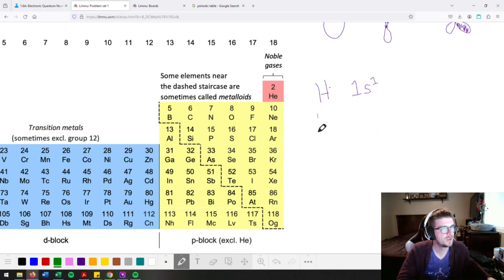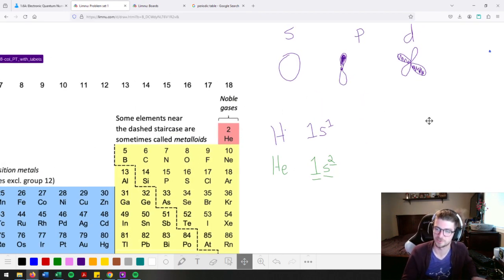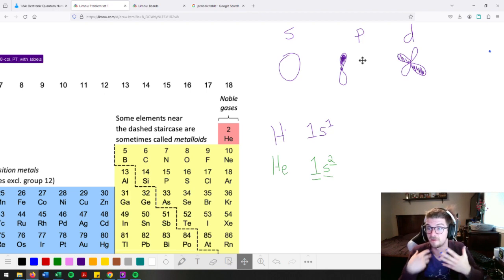The second element, helium, has 2 protons. It's got an atomic number of 2, so it's got 2 protons in the nucleus, and as a result it will have 2 electrons. Because every orbital has room for 2 electrons, the electron configuration for helium is going to be 1s2. Again, that means it's in the first energy level, it's in an s orbital, and there are 2 electrons in that orbital. Something I forgot to mention is that the s, p, and d orbitals are also the order of the energy of these things.